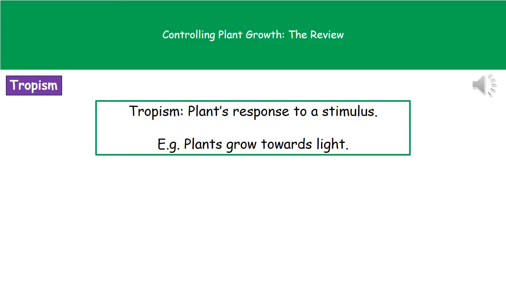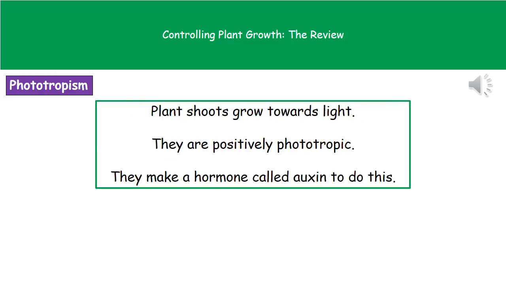The word tropism is referring to the plant's response to a stimulus. So for example, the fact that plants grow towards the light would be an example of a tropism. Phototropism is where plant shoots grow towards the light. So because they're growing towards the light, they're referred to as being positively phototropic. Now, in order to do this, they need a hormone called auxin. So they use this hormone called auxin, which then allows them to grow their shoots towards the light.